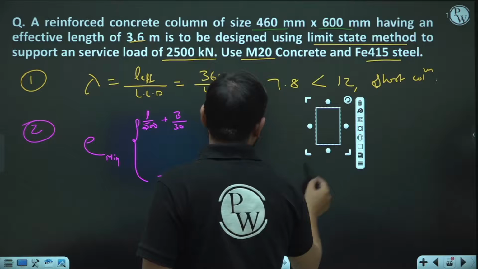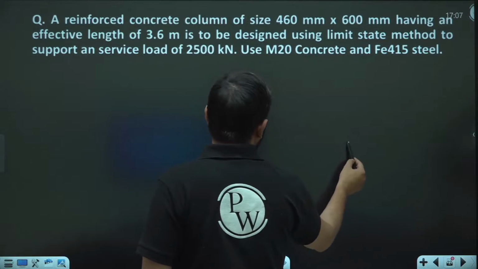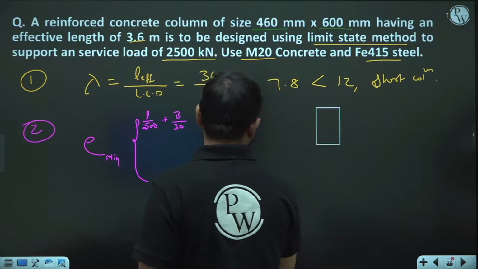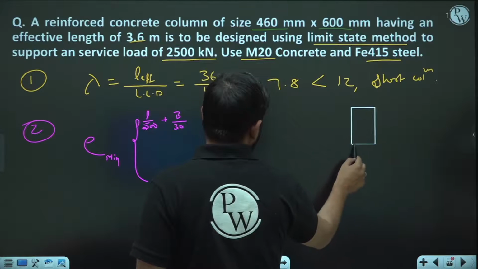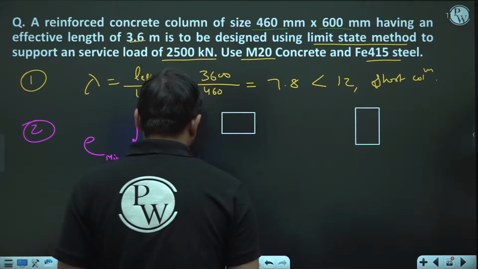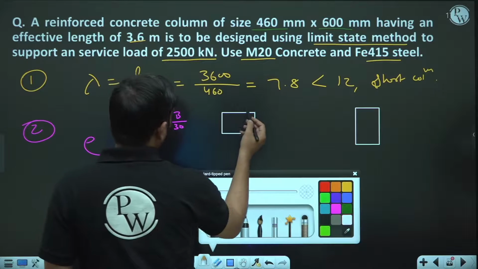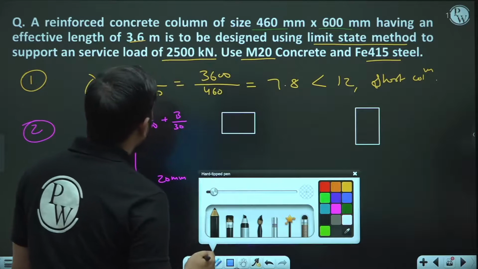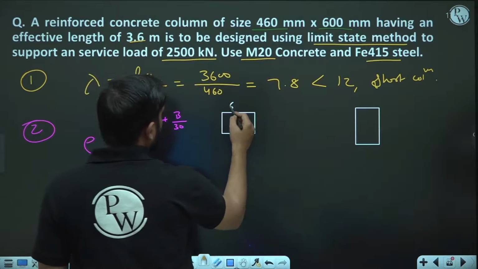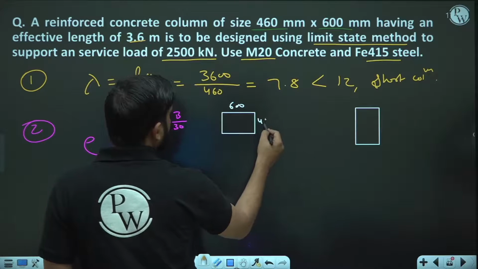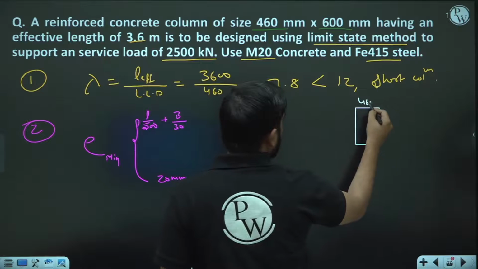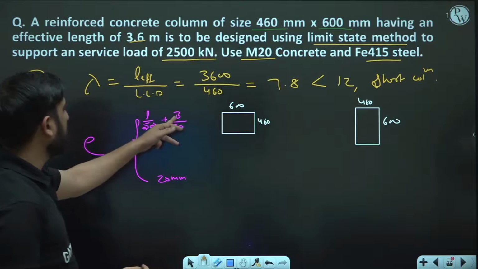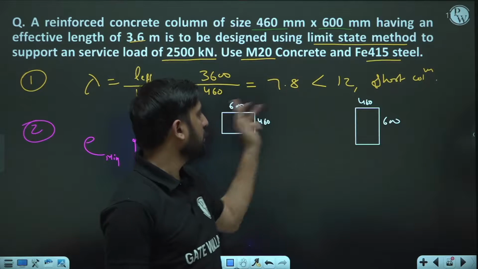I hope you got the point. So this one, how much is it? If it is 600 by 460 and 460 by 600, on both the sides we need to calculate this. One time we have to keep 600 here, and the other time we are going to keep 460.